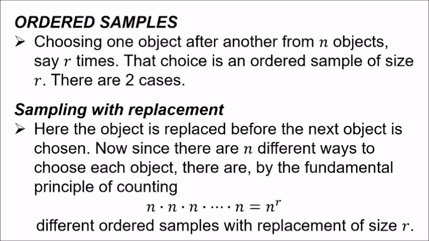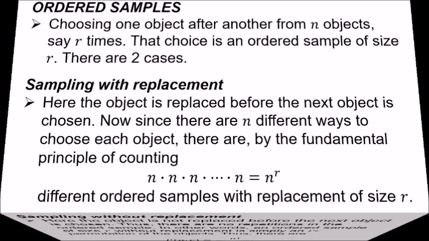Here, the object is replaced before the next object is chosen. Now, since there are n different ways to choose each object, there are, by the fundamental principle of counting, n times n times ... times n, which is equal to n raised to the power of r. These are the different ordered samples with replacement of size r.